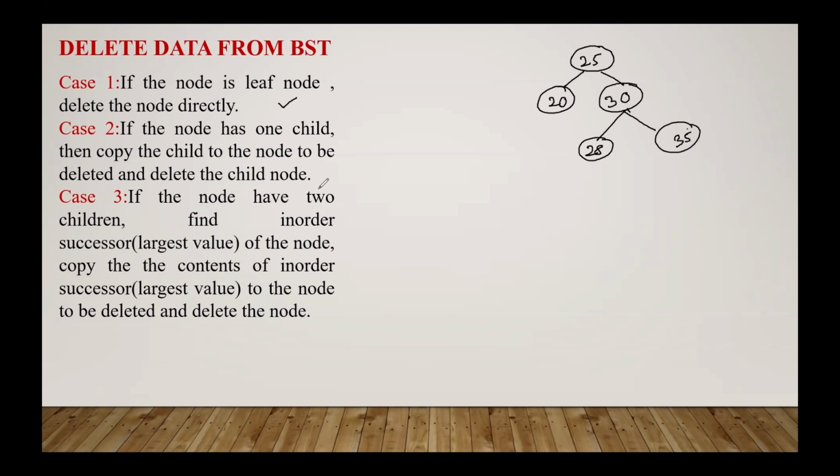Next one is if the node has two children. For example, we want to delete this one, 30. Two children, 28 and 35. Then what happens? Find the in-order successor.